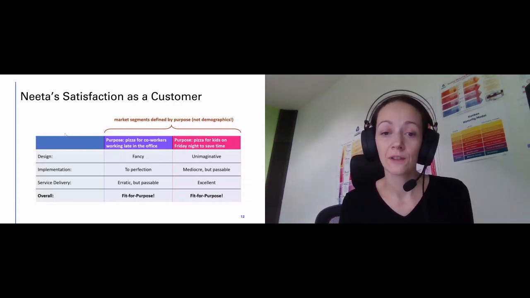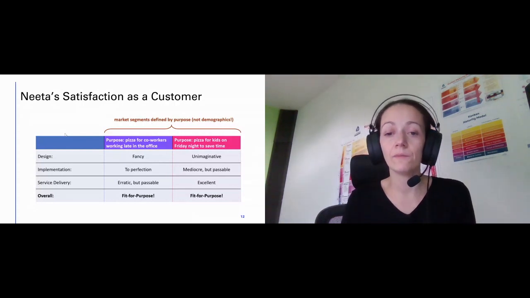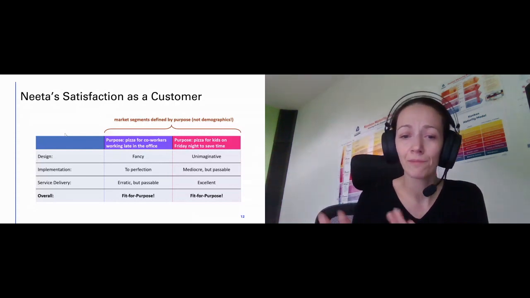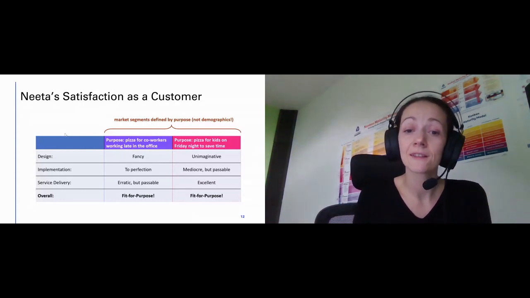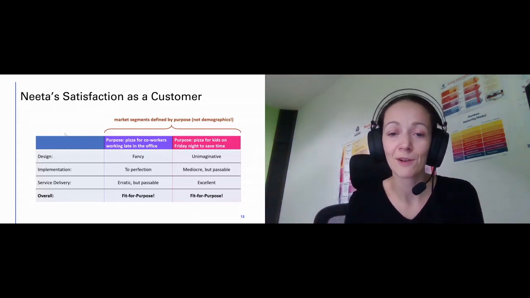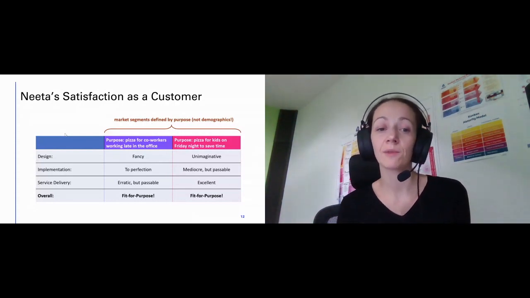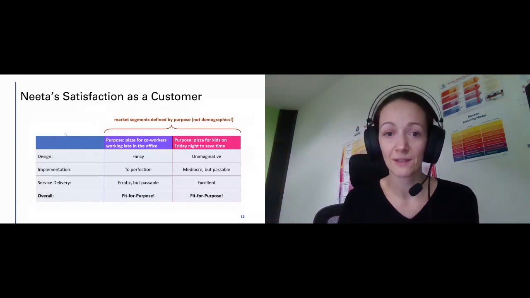So design for Nita, product manager, needs to be fancy, implementation needs to be perfect, but service delivery, she accepts some small mistakes. When she orders pizza for her children, design is not that important, implementation, mediocre. If it's delivered more or less warm and in 20 minutes, it's okay. And then service delivery has to be excellent because children are waiting with their timers and waiting for pizza. So when these 2 sets of requirements in terms of design, implementation, and service delivery are met, we say that product and service is fit for purpose.